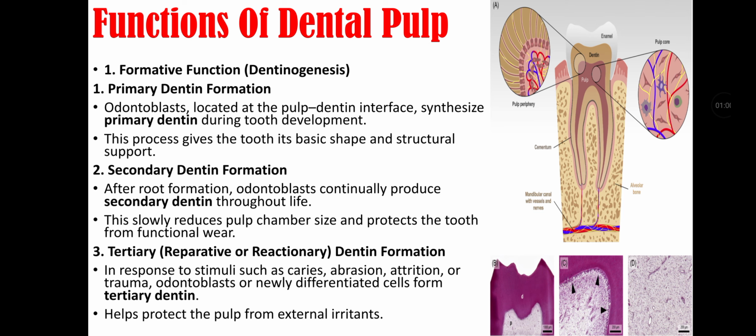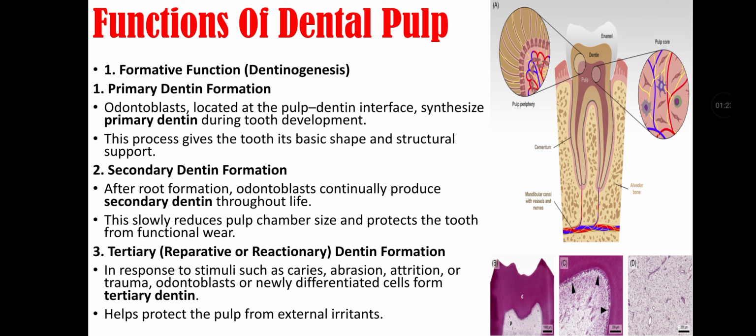First function is formative function, that is also called as dentinogenesis. There is primary dentine formation. It also includes secondary dentine formation and tertiary dentine formation. Primary dentine formation. Odontoblasts located at the pulp-dentine interface synthesize primary dentine during tooth development. This process gives the tooth its basic shape and structural support.